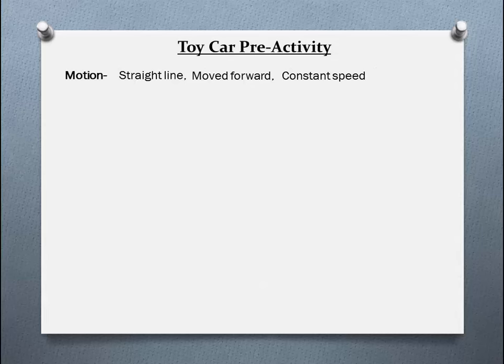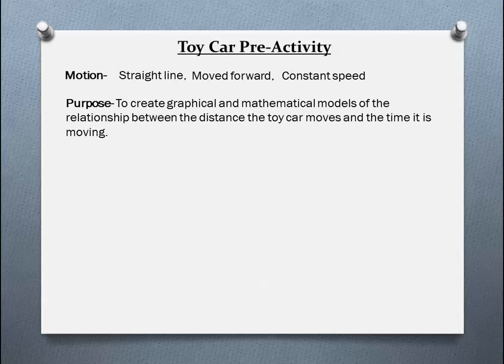You may be asking yourself, what is the purpose of this activity and why do we really care about the motion of this car? Well, the purpose is that we're going to create graphical and mathematical models of the relationship between the distance the toy car moves and the time it is moving. Now, that's quite a bit of vocabulary, some big words. Let's break it down. Right at the beginning it says to create graphical and mathematical models.